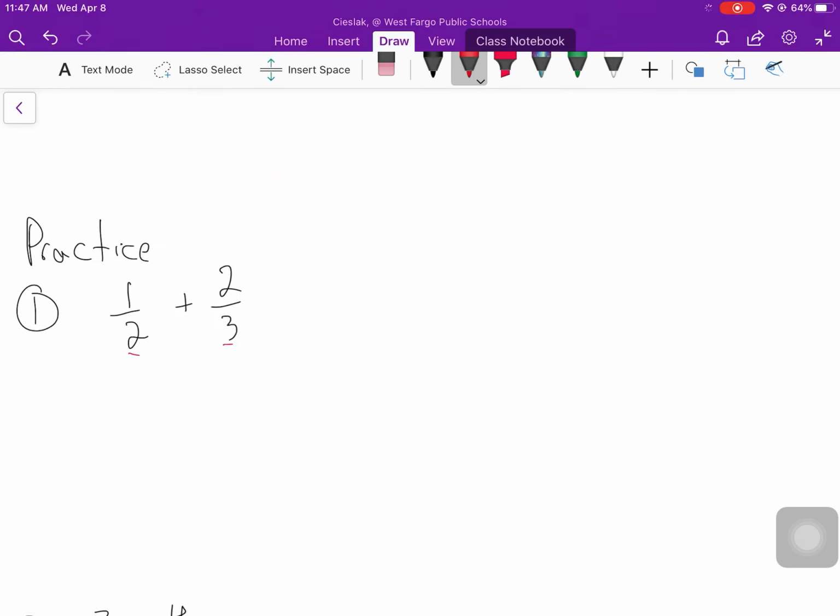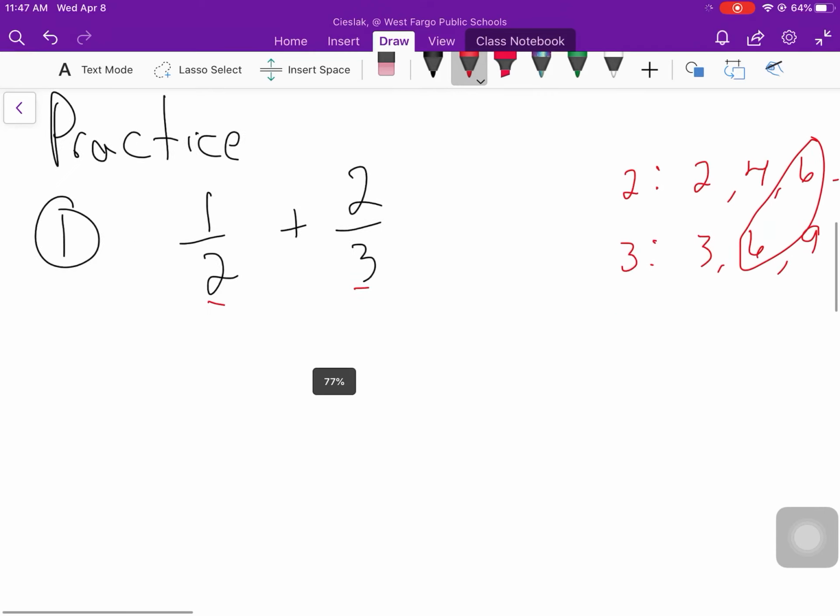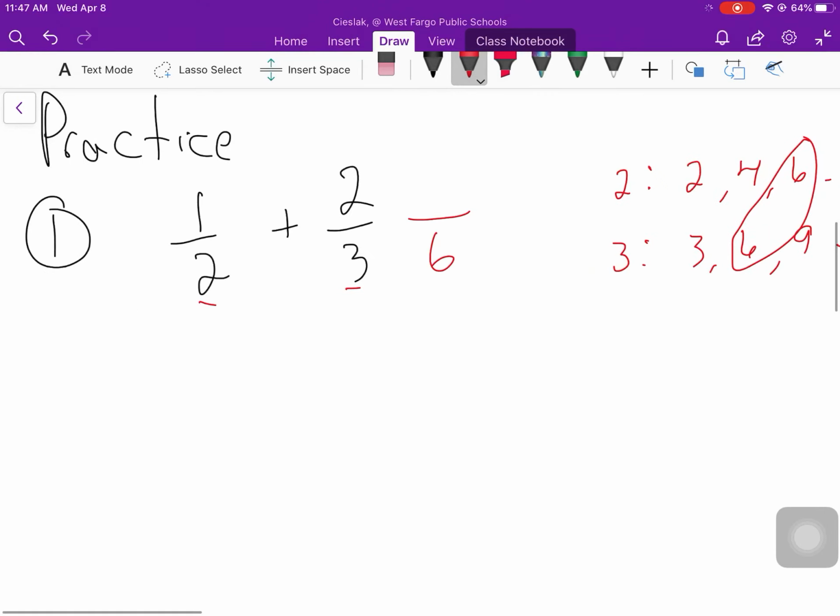Okay, so let's try a couple more here. So the next one, notice that I've got a 2 and a 3, which are different. So I've got to go 2 and then 3. So multiples are 2, 4, 6. And then 3 is 3, 6, 9. I could keep going, but I don't have to because right there is my 6. Okay, so I write over here, 6 and 6. That is my least common multiple.